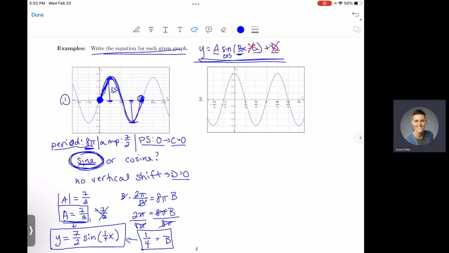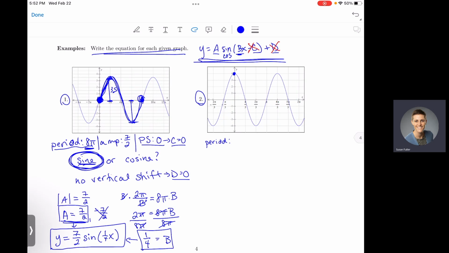Cool. So now let's try number 2. Again, we're going to have to define our period and our amplitude and our phase shift. So what's the period of this function in number 2? Again, I like to start at 0. I think that's the easiest thing. Let's not introduce a phase shift if we don't have to.